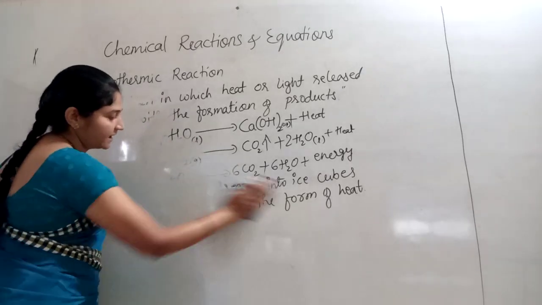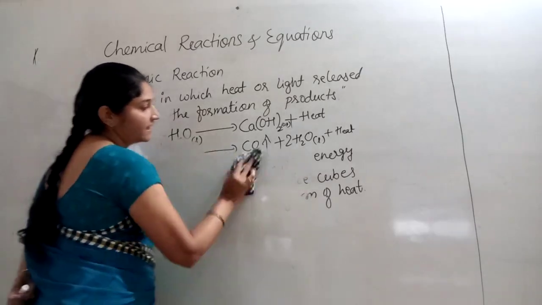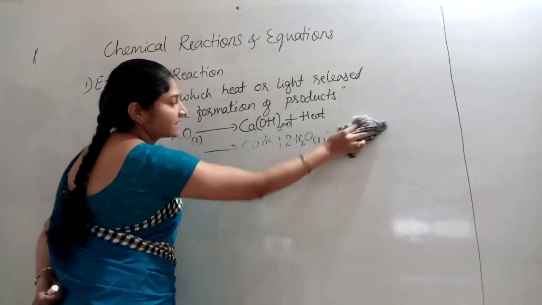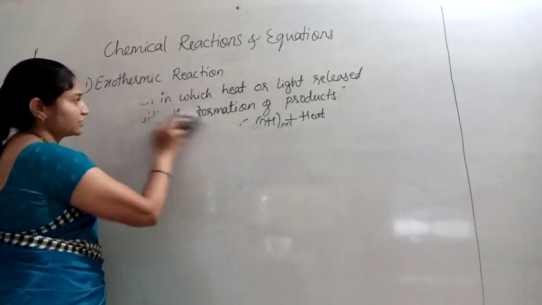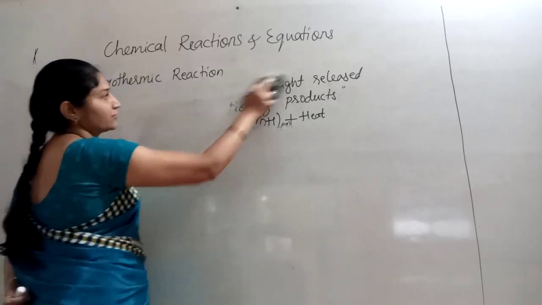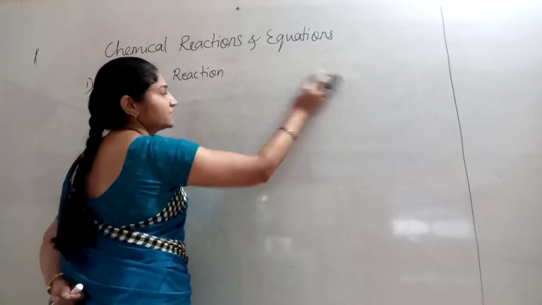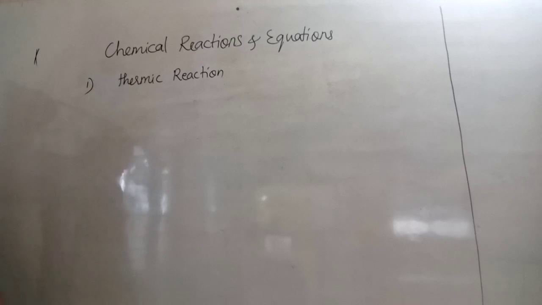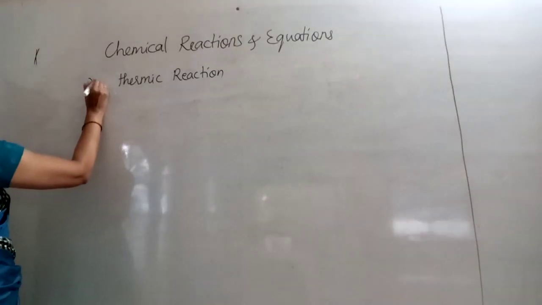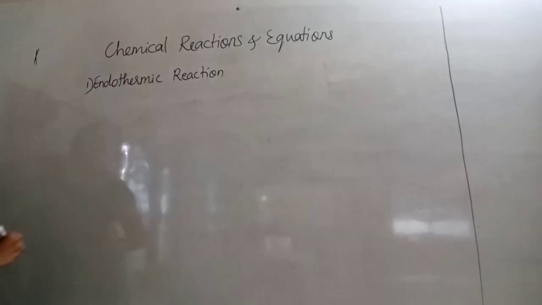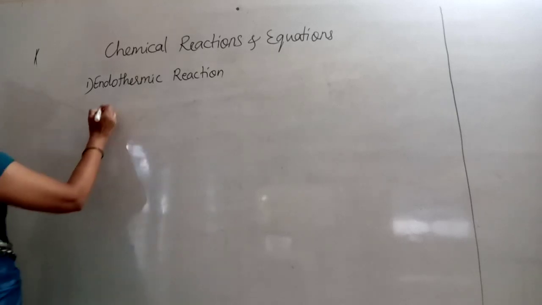In an exothermic reaction, heat is going to be released, and in an endothermic reaction, a continuous supply of heat is given to the reaction to form a product, or some amount of heat is going to be supplied from outside. Such reactions are known as endothermic reactions. Okay, take down here: endothermic reaction. During a chemical reaction, heat is absorbed.